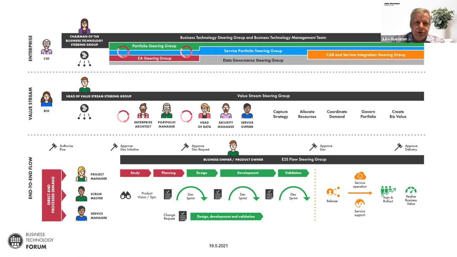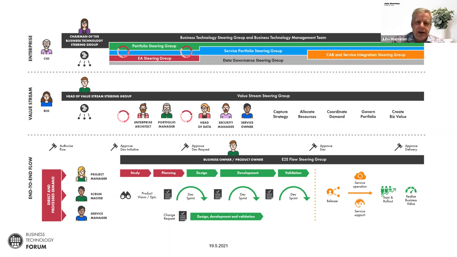Then in the middle, we have the value stream. The value stream is more focused on a certain topic. It could be customer experience, could be one value stream, or it could be your business lines. But anyhow, it's a portfolio of development initiatives, and the development initiatives and the development flows are the third layer.